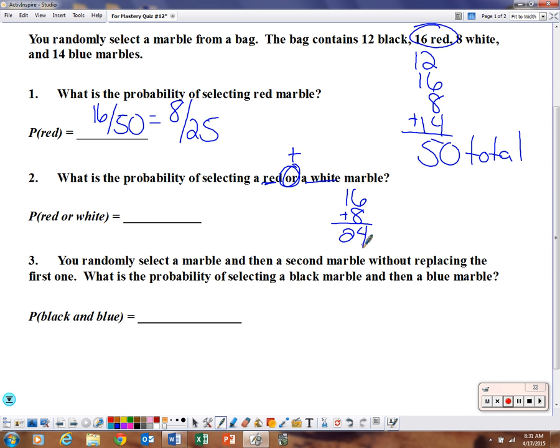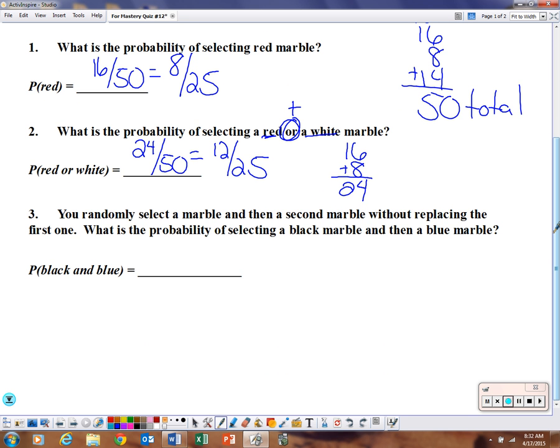All right, so 24 out of 50. Okay, we will reduce that. 24 out of 50 can be reduced to 12 out of 25. So if we reached into the bag 25 times, theoretically, 12 of those times we would get either a red or a white.